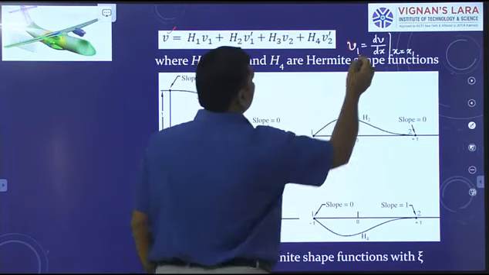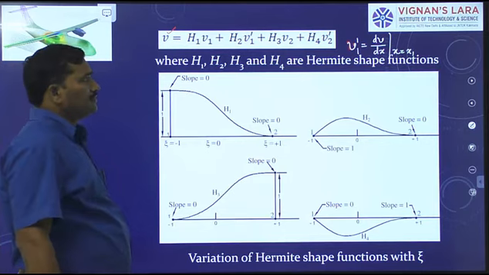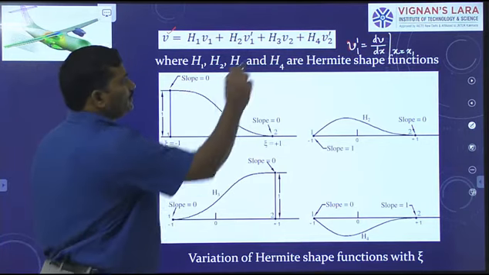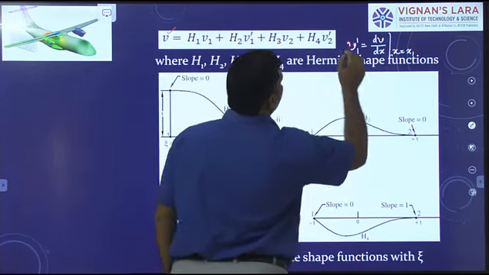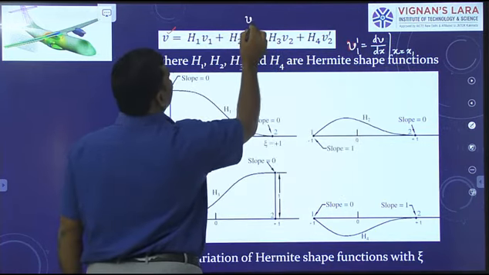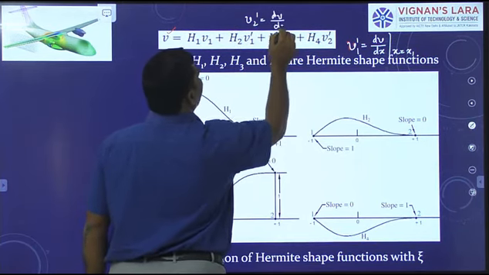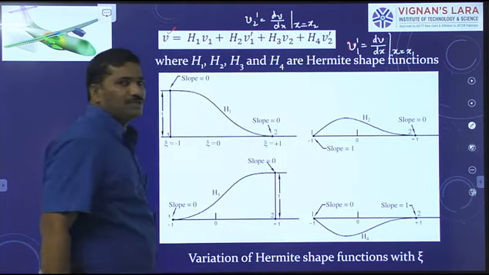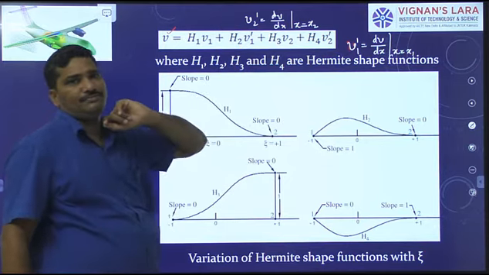Understand? V1 dash, not V1. V1 dash is dV by dx at x equal to x1. Next is V2 dash. What is V2 dash here? V2 dash is dV by dx at x equal to x2. The second node is specified by the coordinate x2. Therefore, you get V2 dash like this.